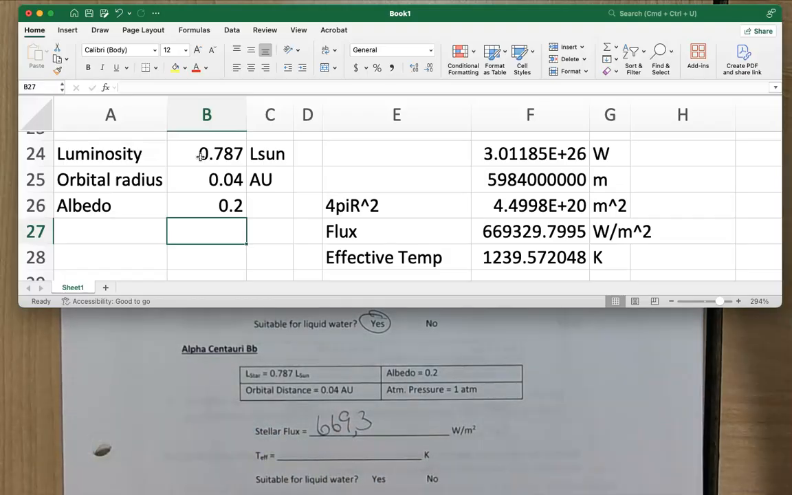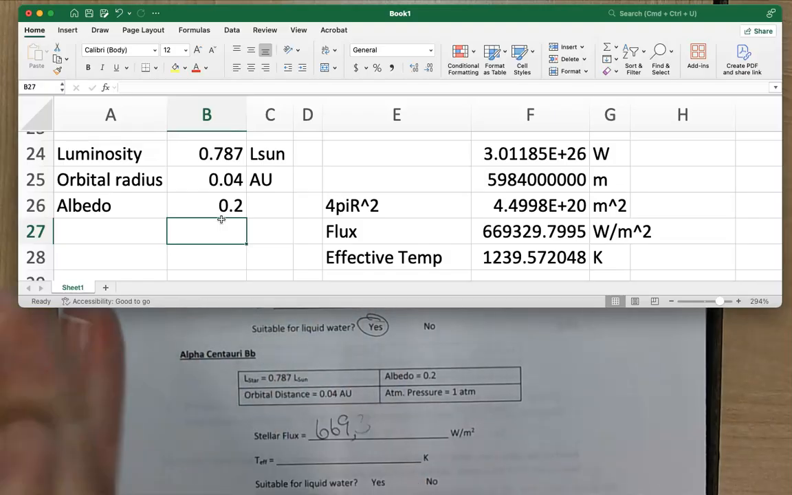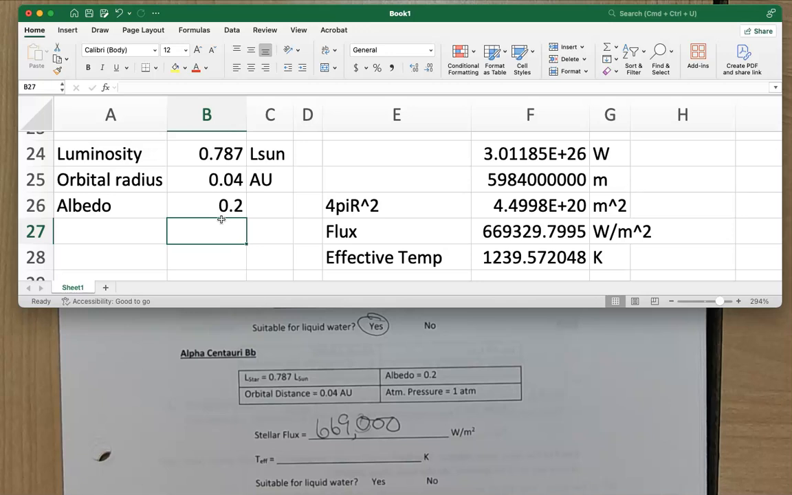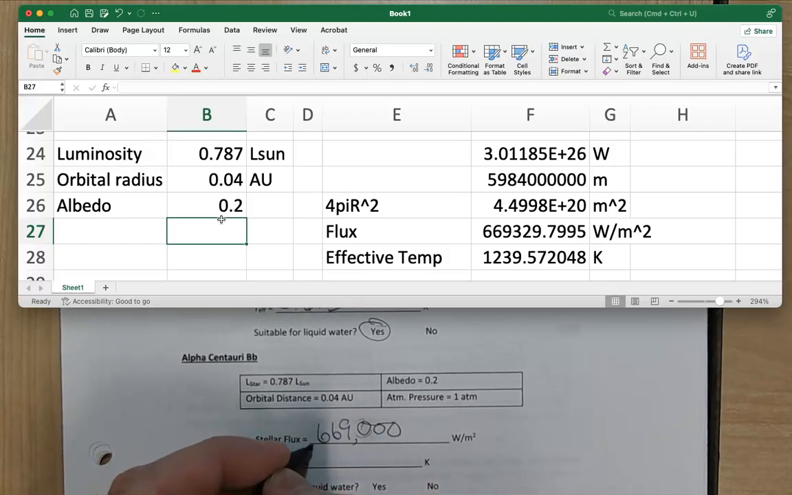Let's see here. We've got 3 significant digits here, and 1 significant digit here. I don't feel that bad about just stopping there and saying, all right, 669,000 watts per square meter. That's a pretty big flux, which would make you expect that's a pretty hot planet. Then you calculate the effective temperature, and you're getting 1,239 Kelvin.